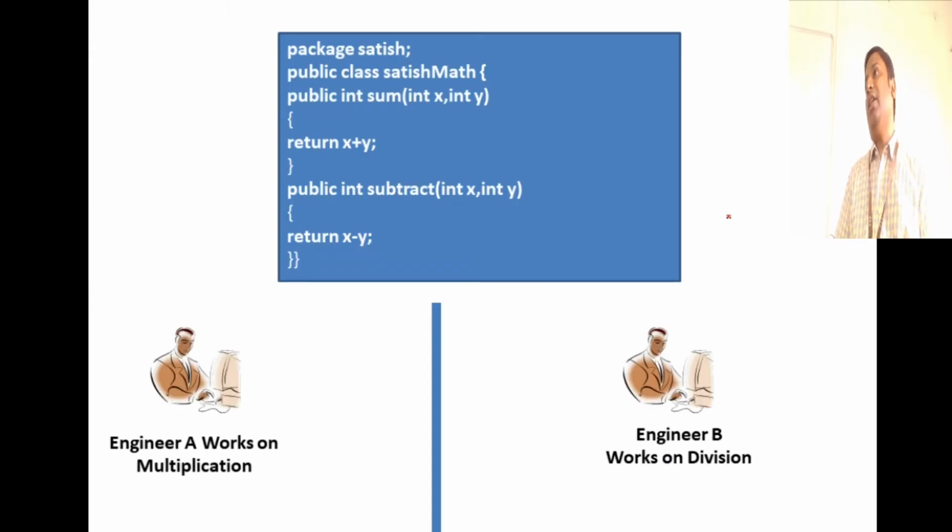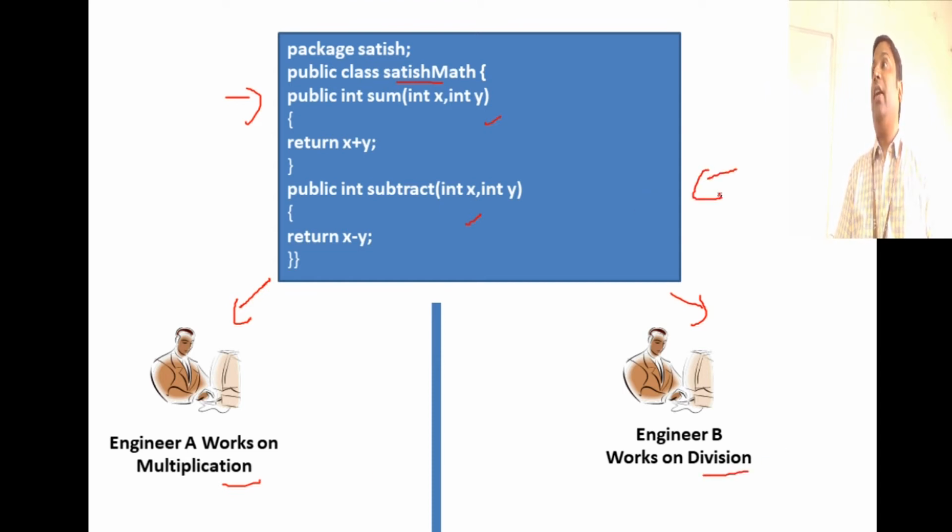So what is the process? Say this is the SatishMath class having the two functions for addition and subtraction. One user wants multiplication to be added, another user wants division to be added. So we give this task to two engineers. Engineer A will be working on adding multiplication code. Engineer B will be working on adding division code to this centralized repository.